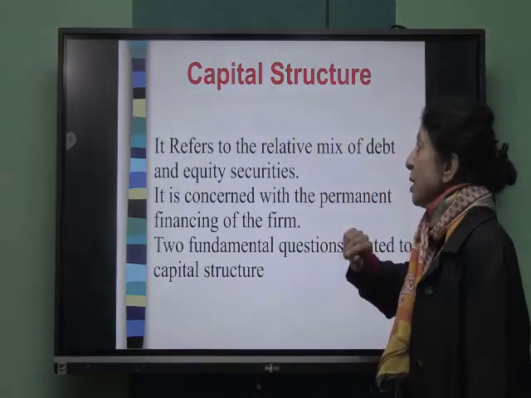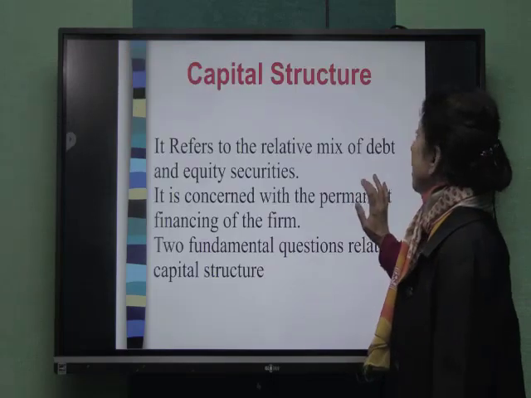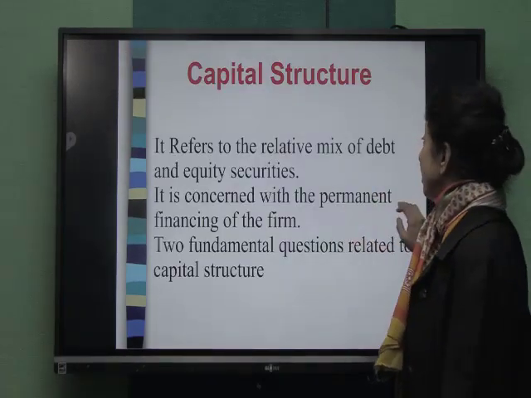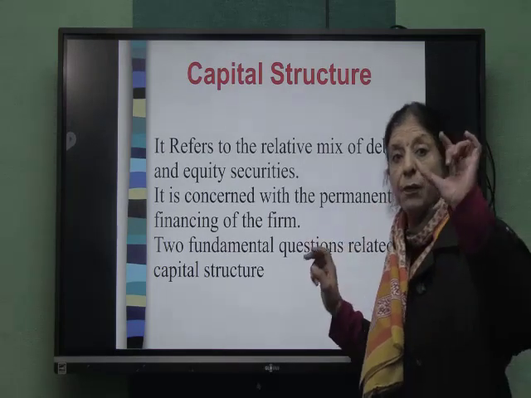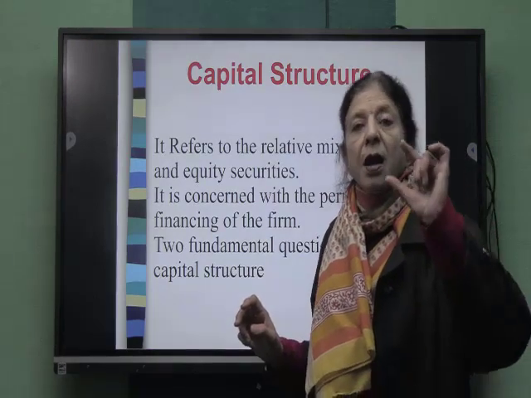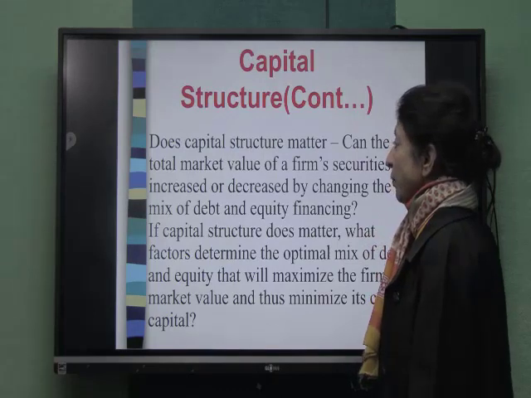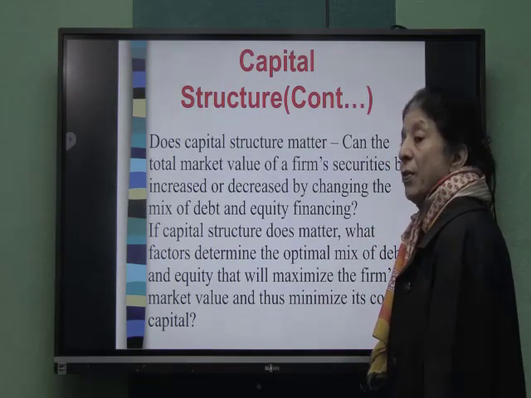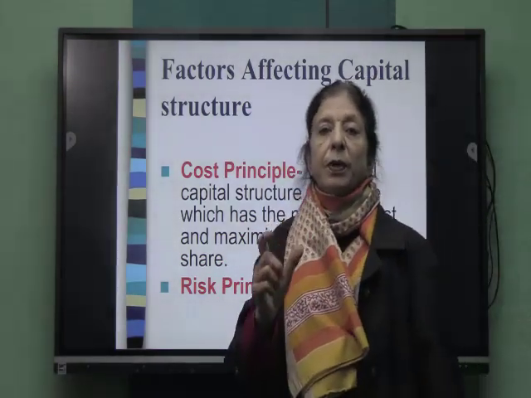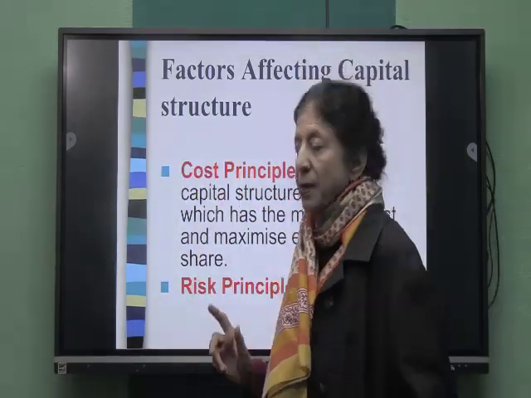Now just see, it refers to the relative mix of the debt and equity. Fine, therefore, remember, if it is short-term finance, I'm not taking into account the short-term finance. I'm taking into account only the long-term, the permanent nature finance. Okay, that means we have to find out at what level my value of the firm will be the maximum, and that will be called the optimum capital structure.